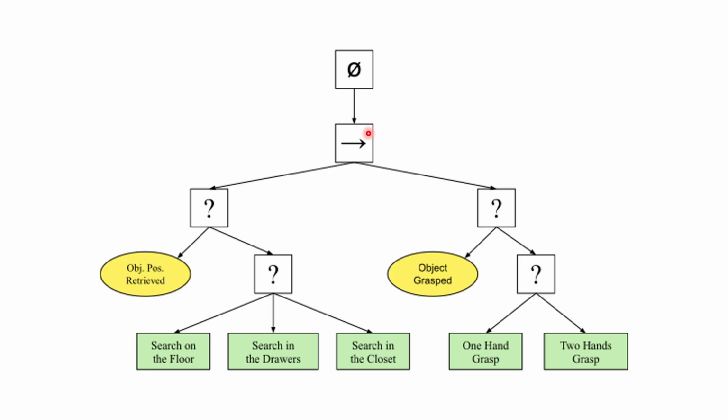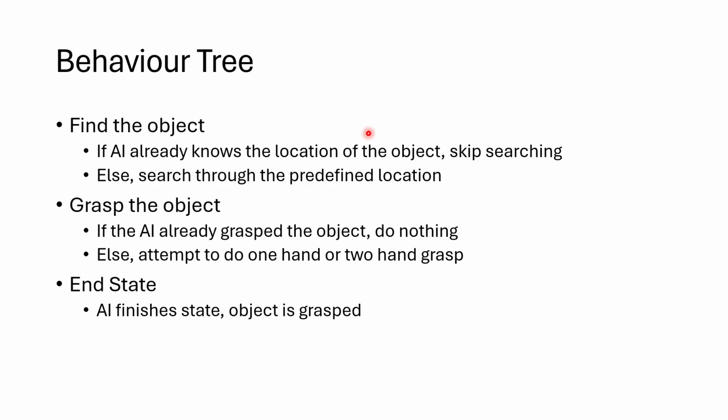Is that clear? I mean, it's quite straightforward. So yeah, we can summarize this as such. So it will first find the object. If the AI already knows the location of the object, it will skip the searching process. If not, it will search through those several predefined locations that we can find. Then it will grasp the object. If the AI is already grasping the object, then we do nothing. If not, it will try to either attempt a one-hand or a two-hand grasp, and then the state of this AI would end. It's as simple as that.